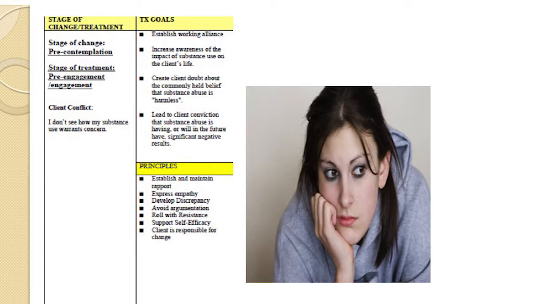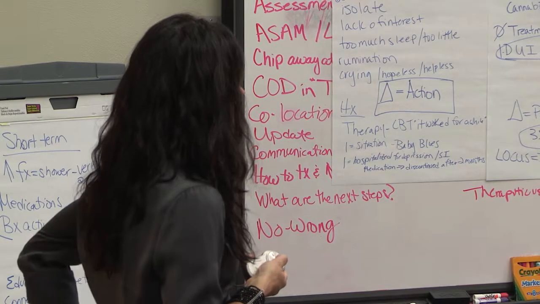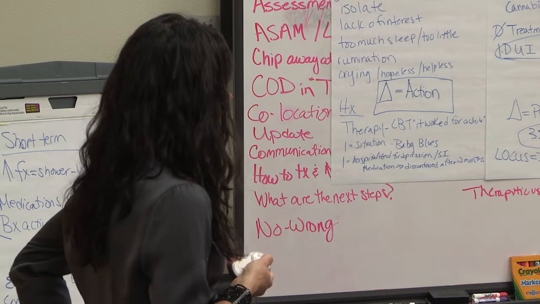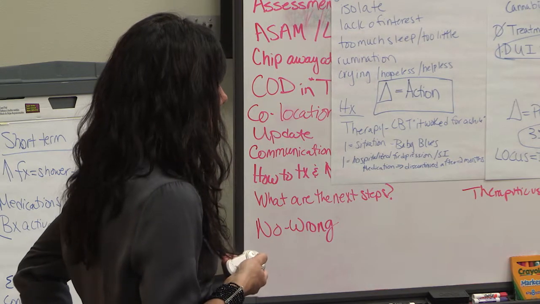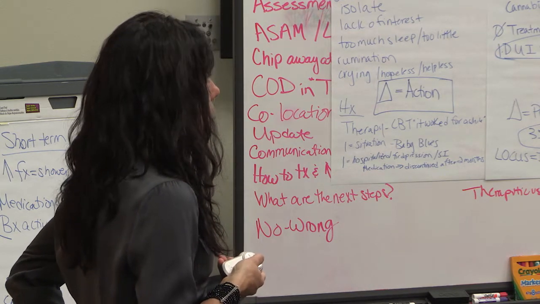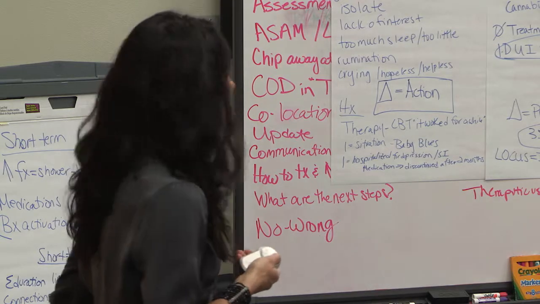So some of the principles here are establish and maintain rapport, express empathy, develop discrepancy. That's the, you say you want this, but you're behaving in this way, or everything is okay, and yet here you are on the inpatient unit. Help me to make sense of how these two things fit together. Avoid arguments, roll with resistance, support self-efficacy, and remember that the client is responsible for the change.